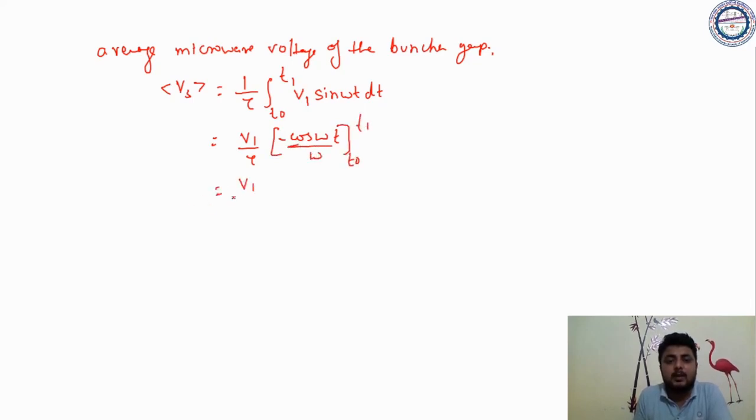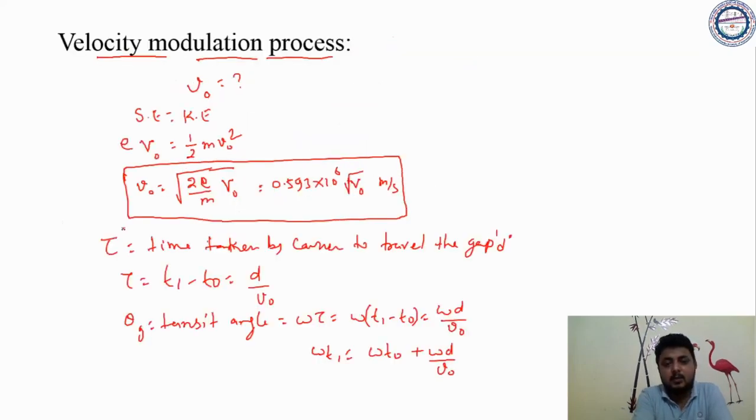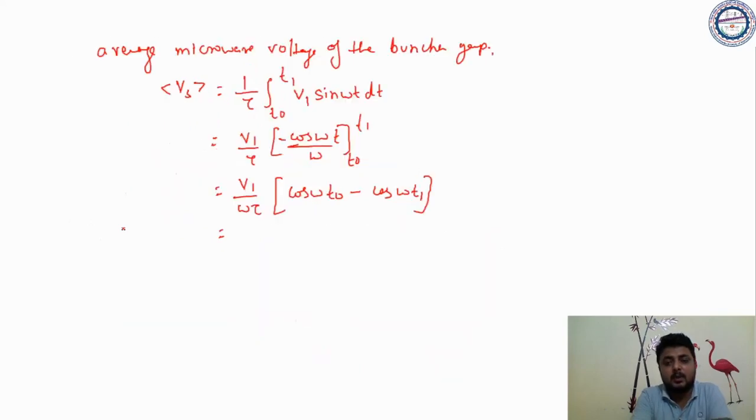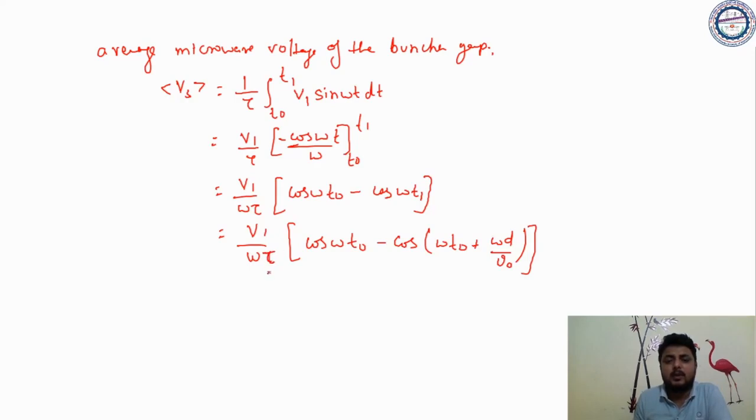So this can be written as V1 upon omega tau and cos omega t0 minus cos omega t1 by considering this minus sign. Already we have seen that omega t1 is written as omega t0 plus omega d by v0. So V1 divided by omega tau, this can be written as cos omega t0 minus cos of omega t0 plus omega d by v0. We will substitute the tau value also. Tau is nothing but d by v0.